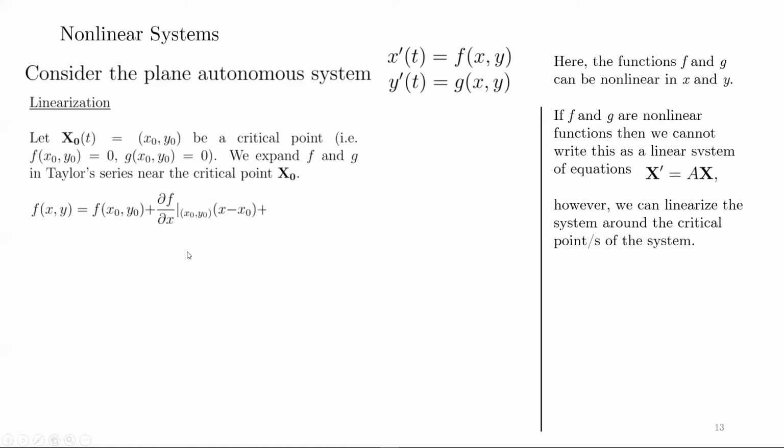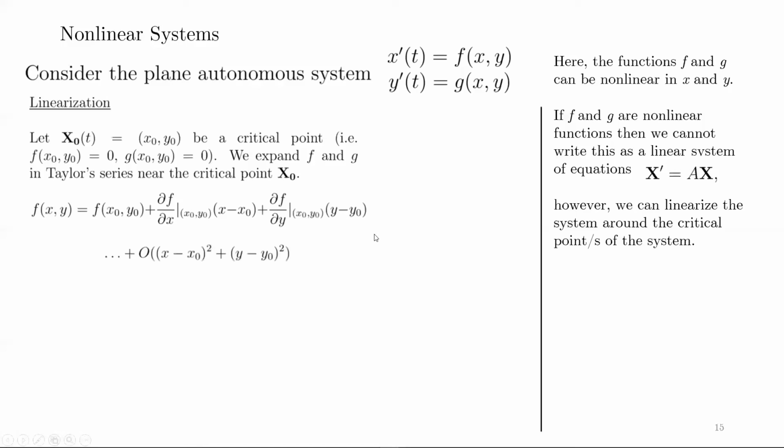Okay, but we also need to add a partial derivative with respect to y. So we have the partial derivative of f with respect to y, again evaluated at the critical point, multiplied by y minus y naught. Okay, so that's the first two terms in the Taylor series.